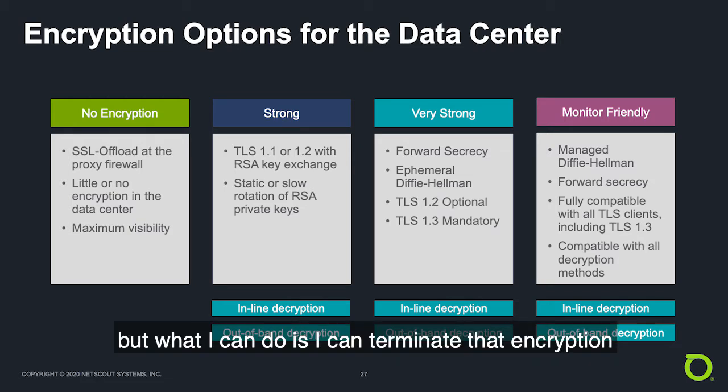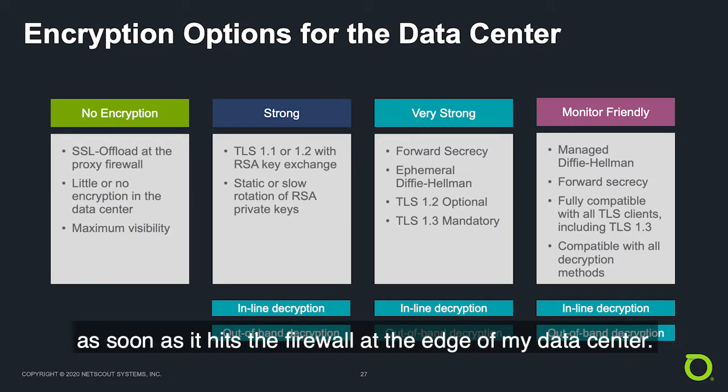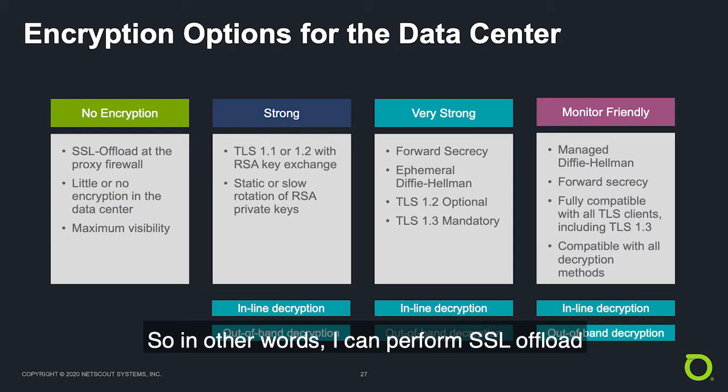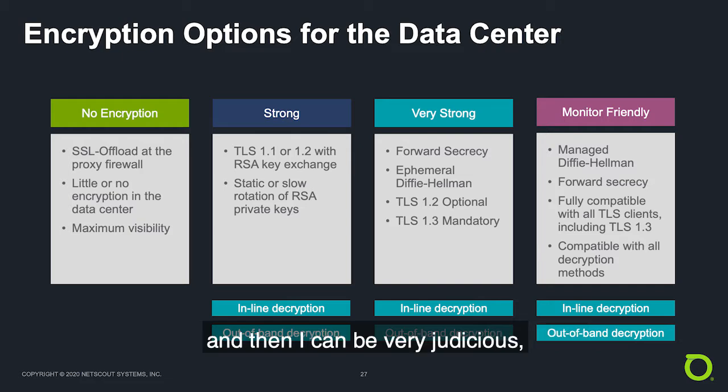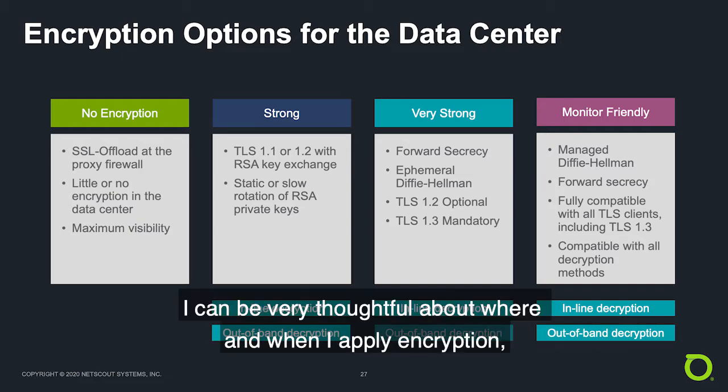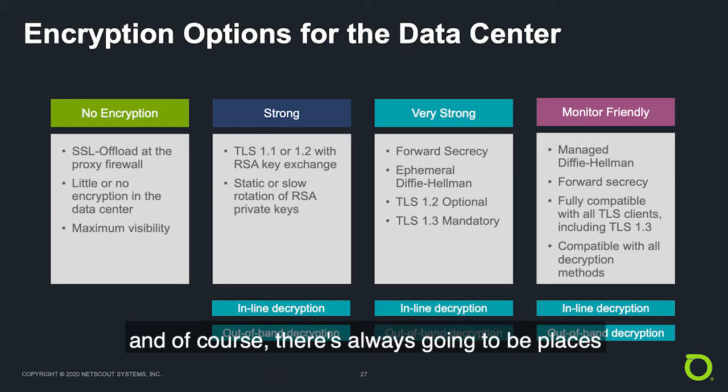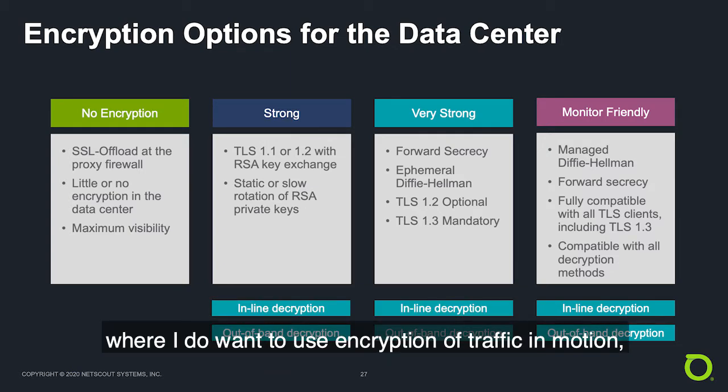But what I can do is terminate that encryption as soon as it hits the firewall at the edge of my data center. So in other words, I can perform SSL offload. And then I can be very judicious. I can be very thoughtful about where and when I apply encryption. And of course, there's always going to be places where I do want to use encryption of traffic in motion.